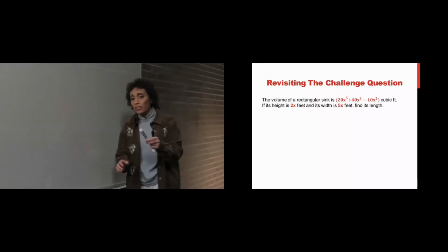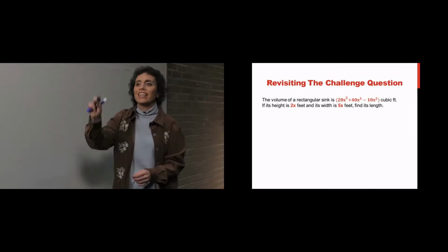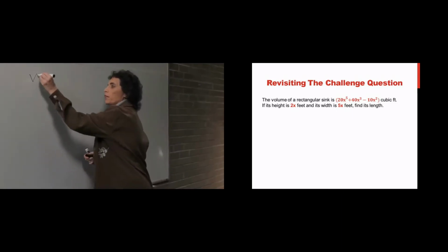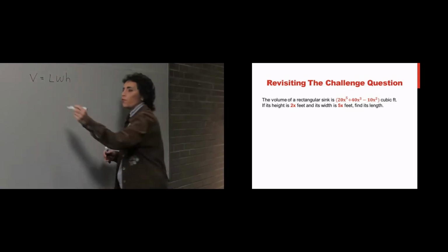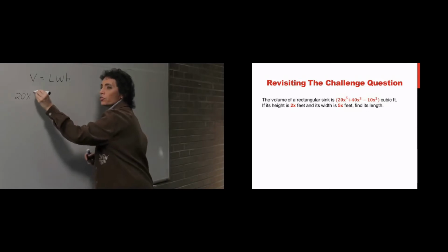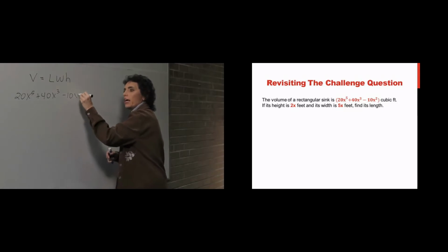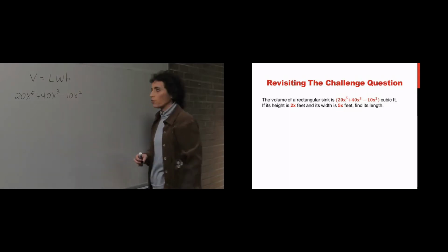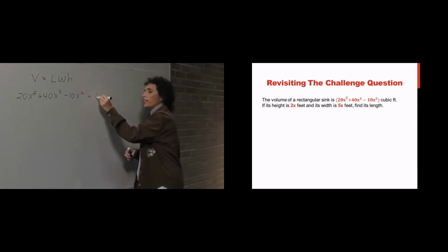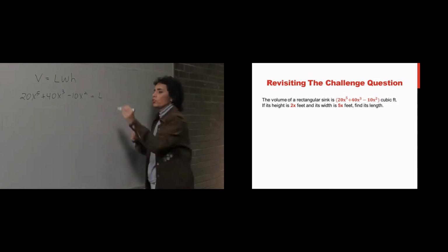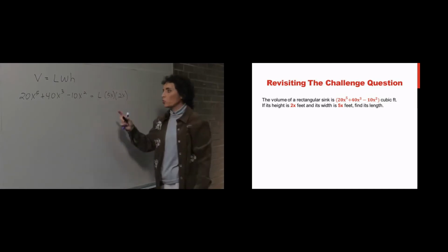All right, let's go back to the challenge question. We're ready. We have the volume of a rectangular sink. Well, we know volume equals length times width times height. So let's see what we know. We know the volume is 20x to the fifth plus 40x cubed minus 10x squared. Are you kidding me? That's the volume. And that equals the length, which is, I have no idea, and the width, which is 5x, and the height, which is 2x. Okay, that's what I know.